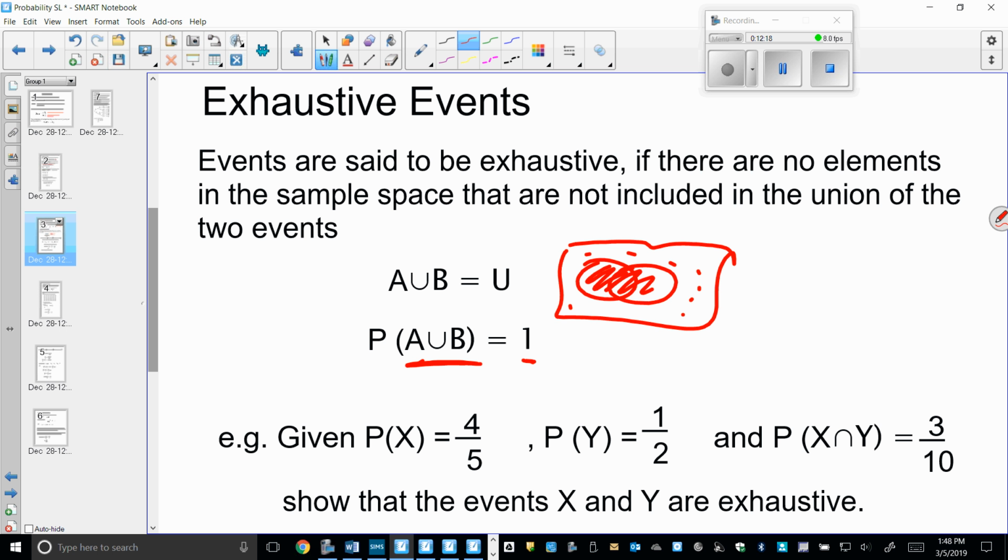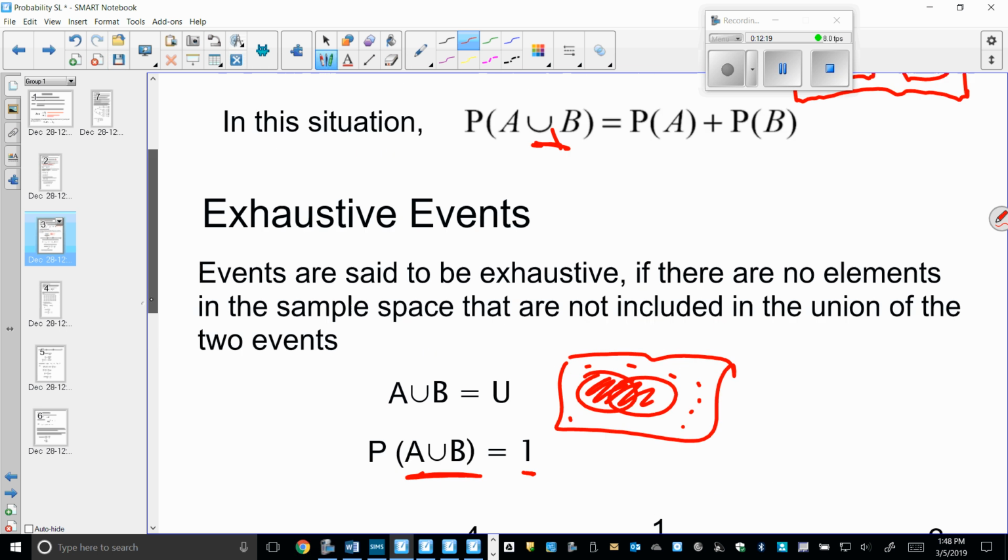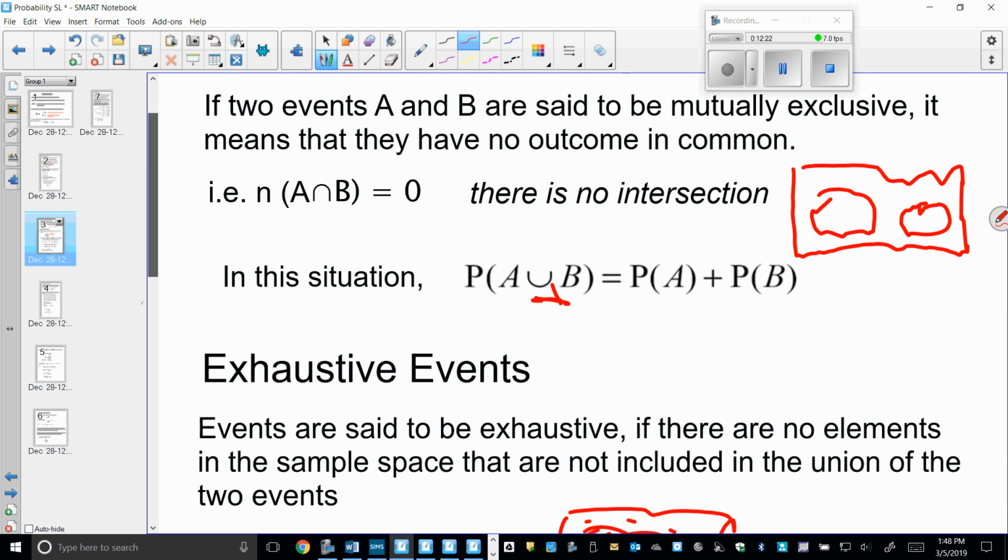Back up with mutually exclusive events. It says there's nothing for the intersection, so how come there's the union? Because remember up above we had the union was the probability of A plus the probability of B minus the probability of A intersect B. Well, because there is nothing in that, it means that this is 0. Oh, okay. Yes, so you wouldn't have to worry about it.